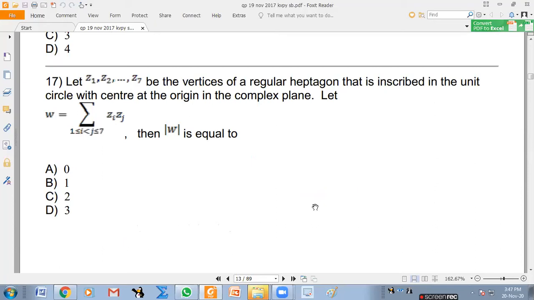Okay, these are complex numbers, but not very difficult things related to complex numbers. Just some idea you should have.